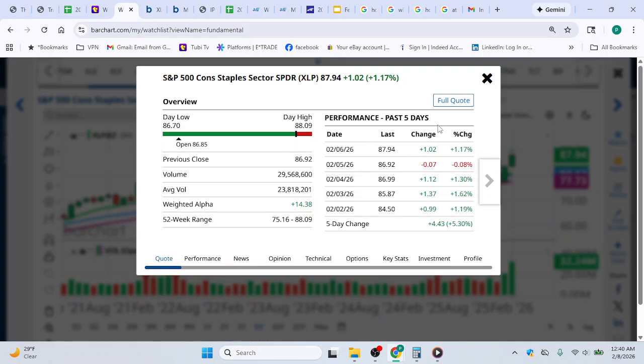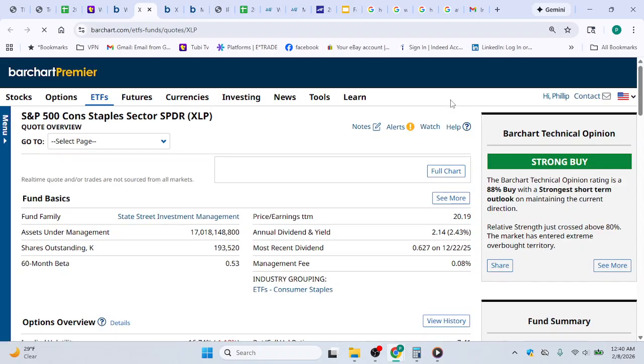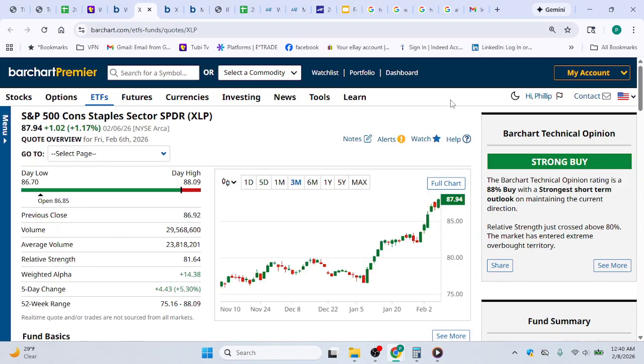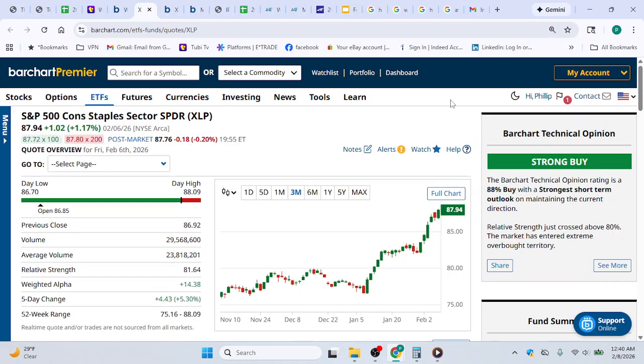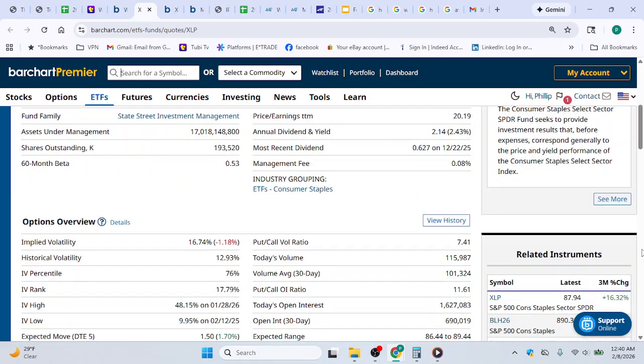But then if we go to a full quote, we can see a little more information about this sector ETF. And again, you'll have the opinion from Barchart on that, and we'll have some price earnings information for that ETF. It pays a dividend yield. It has a low management fee of 0.08%. How many assets are under management, and other information.